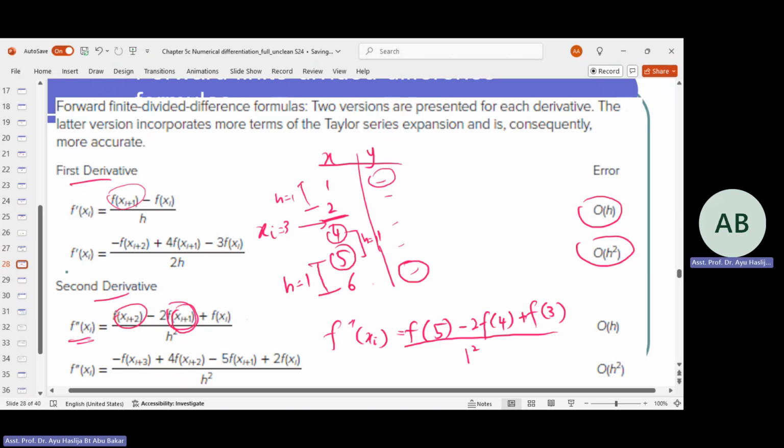Okay, this is in table form. But if you are given in graph point of view, okay, graph, so you will see, let's say here, you will have your point. Then this is your step size, h, step size.